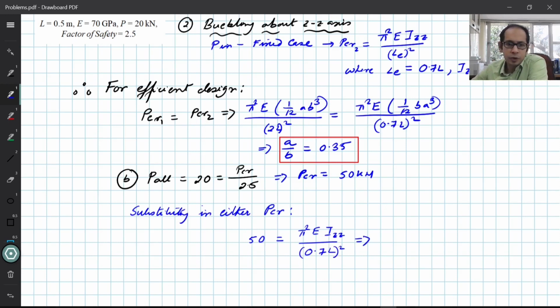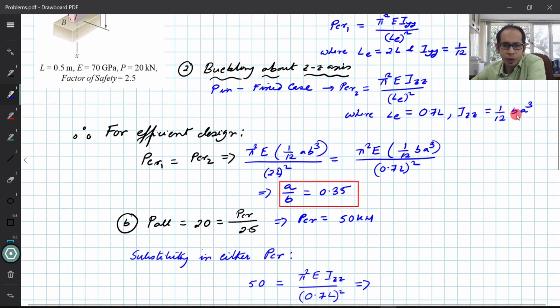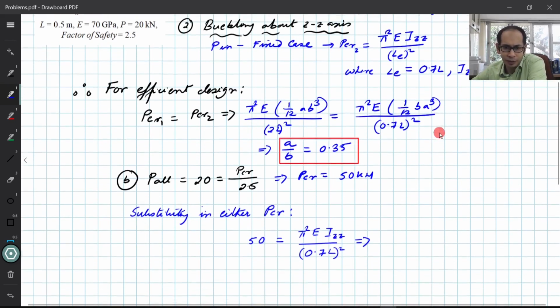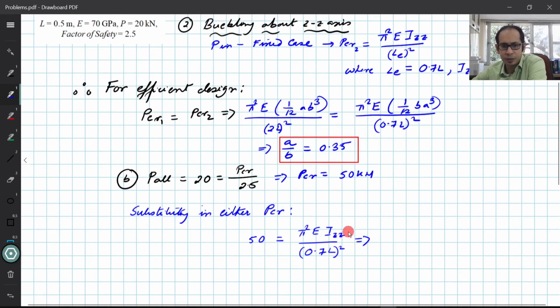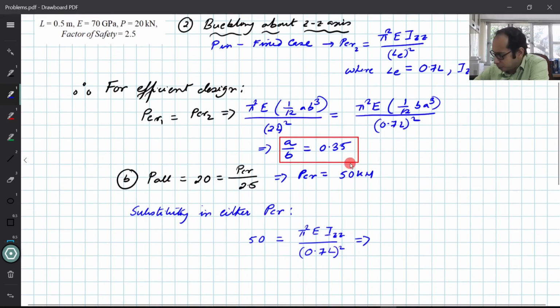So if you solve this particular one that you have over here, for IZZ, remember, is nothing but 1 by 12 B times A cube. So you put A as 0.35 B, so you will get this entire thing in terms of B over here, and the L is also given. L is given as 0.5 meter, and if you take care of the units and so on, eventually you will get the value of B as 39 mm.